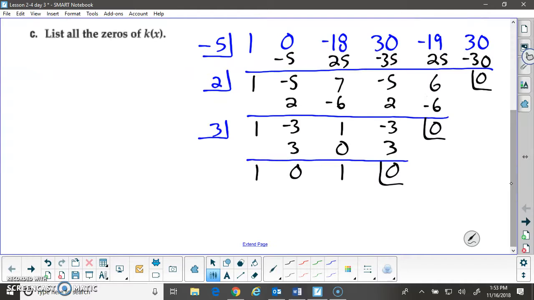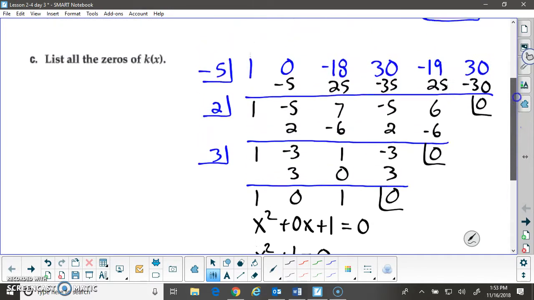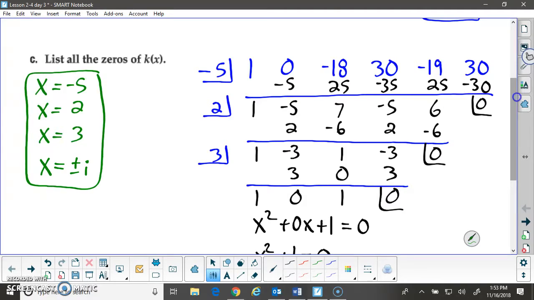And so now I take these resulting coefficients, and that leaves us with x squared plus 0x plus 1. We set that equal to 0, and now, x squared plus 1 equals 0, x squared equals -1, and we get plus or minus i, because the square root of -1 is equal to i. So I just found my two additional zeros, and let me list those. We had -5, we had 2, and we had 3, and then plus or minus i. There's the 5 zeros for this fifth-degree polynomial.